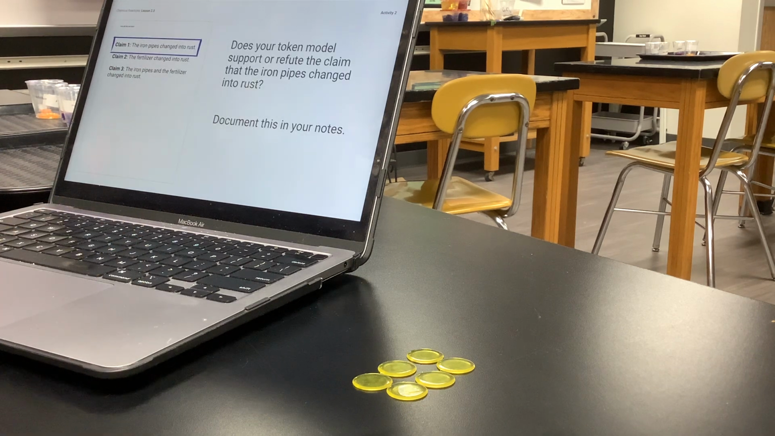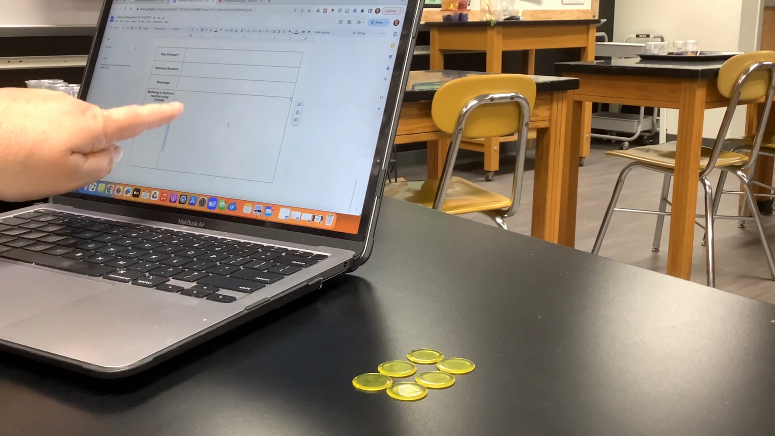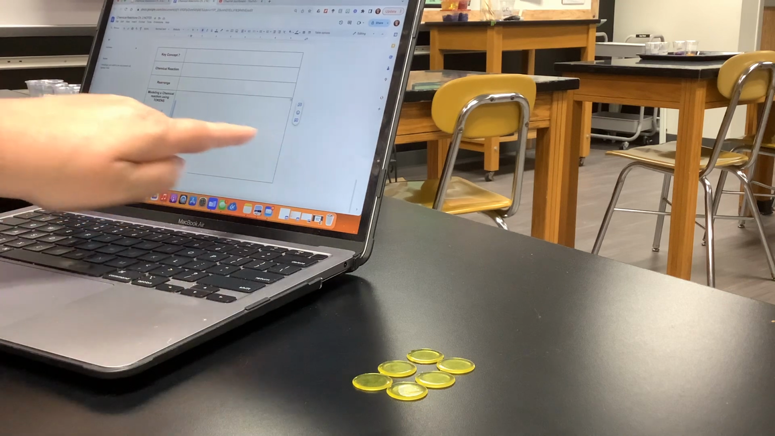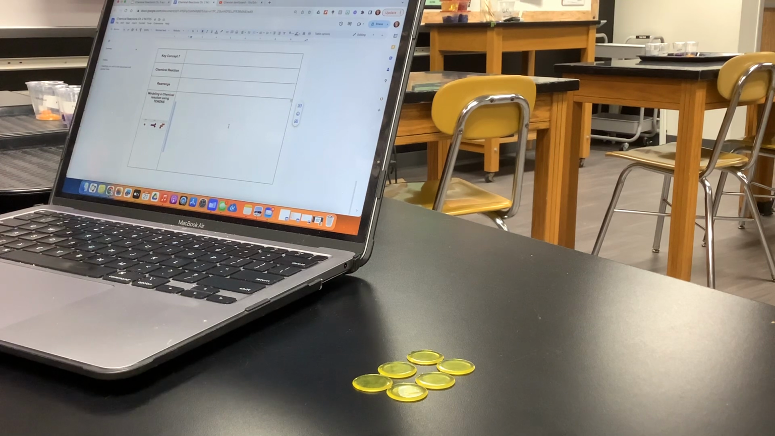I'm going to let you make that decision, and I want you to write down in your notes. Like I said, document this in your notes. So does your token model support or refute the claim that the iron pipes changed into rust? Go ahead and pause the video and take a minute to document this in that big section right here in your notes. We're going to do 3 different activities, so you may want to go ahead and draw a line and then discuss that first one.